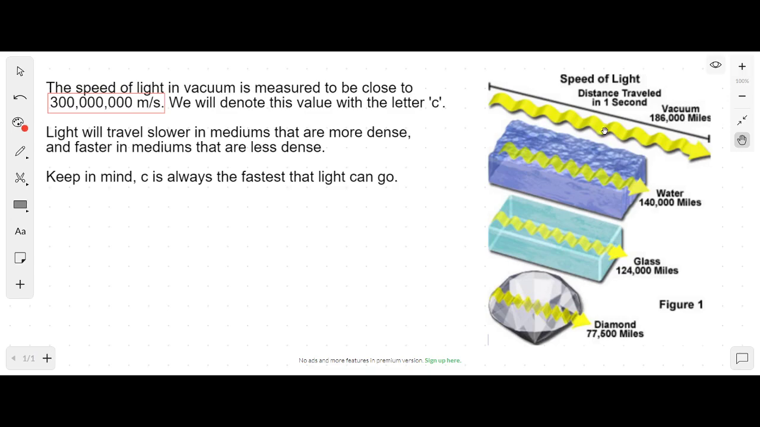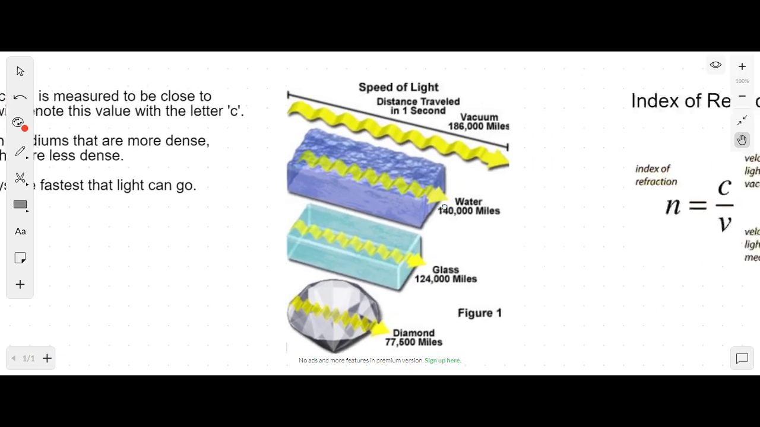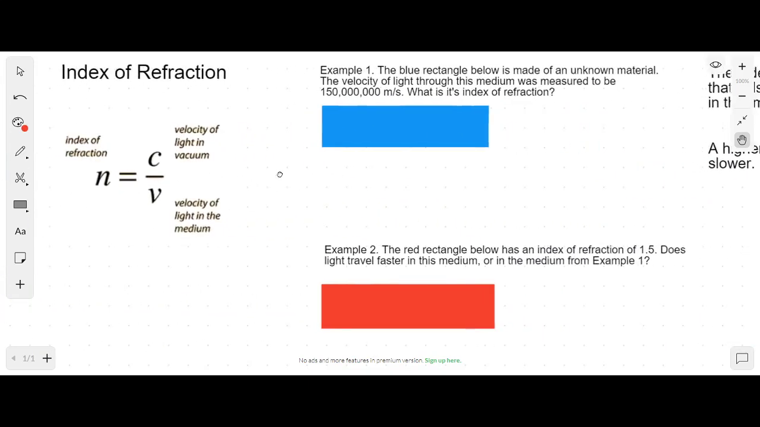That's important to say because what we're going to start doing is comparing how fast light travels through a medium and how fast light could travel. When I say how fast light could travel, this means its maximum speed. So what we're going to be comparing is light's maximum speed with the speed of light in a particular medium that we're studying. That leads us to what's called the index of refraction.